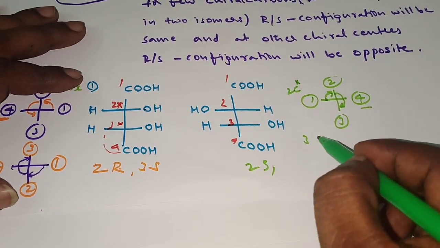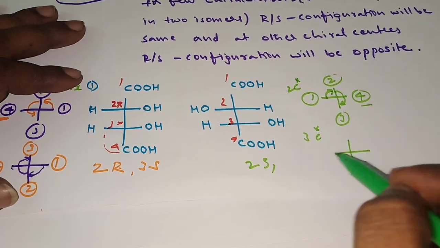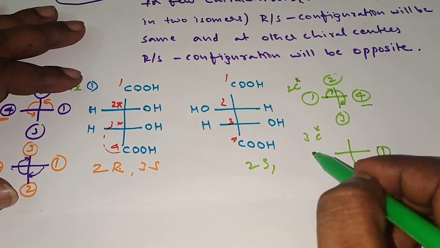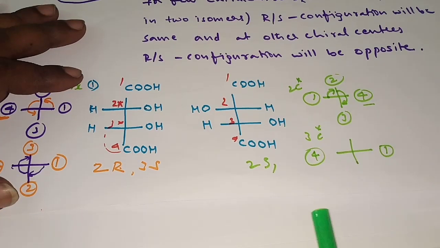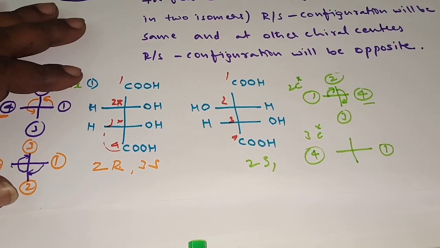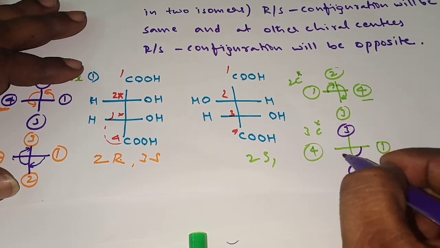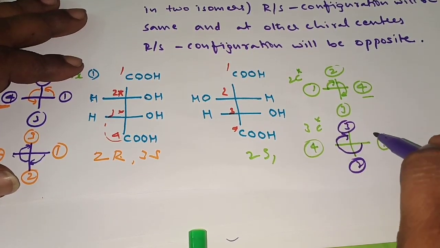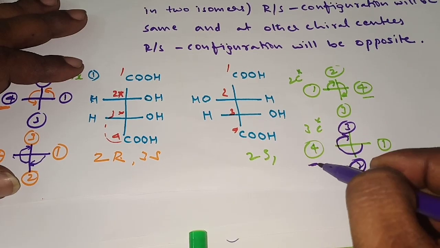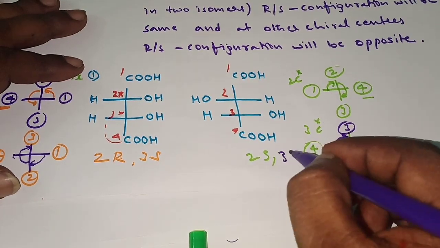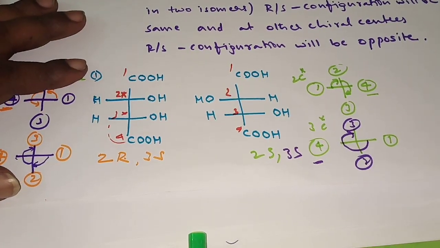And for the third chiral carbon, this is the first priority, and this is the fourth priority. And where is the second here? The second is the carboxylic acid, below, and this is third. Okay, first to second, second to third is clockwise, which means it should be R, but horizontal is opposite, so R becomes S, so 3S. Okay, now we identified the absolute configurations.